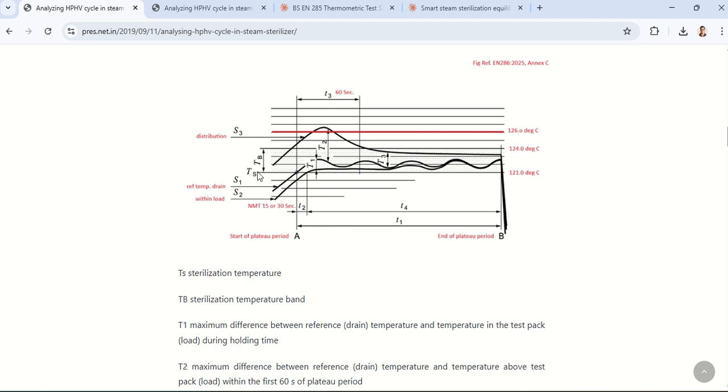You see three sensors here, S1, S2 and S3. Remember, S2 is your load sensor, which you imagine is one of the coolest, like a heavy load, porous or metallic load, and this is representing S2. S1 is your reference temperature in the chamber, which is the coolest one, most probably the drain. S3 is above your test pack, so you can consider it the distribution.